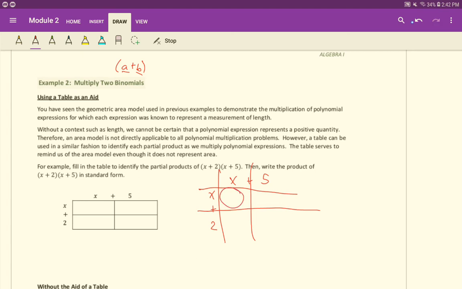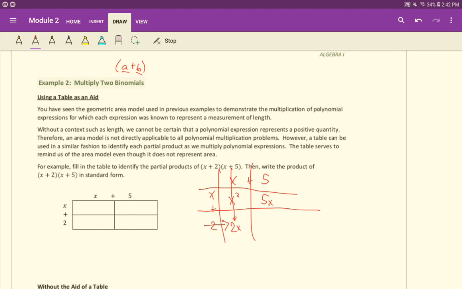So in this cell, it's got the x and the x, so it's going to be x times x, and so this will just be x squared. And then for this cell, that's the x and the 5, so it'll be 5x when you multiply. And here it's going to be the x and the 2, so we're going to get 2x.